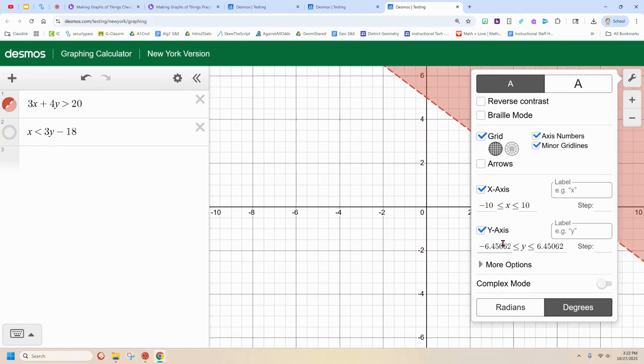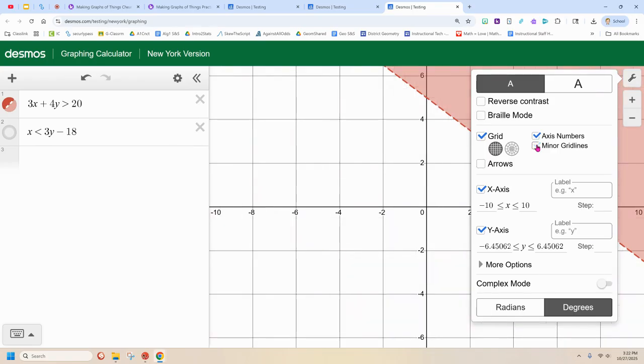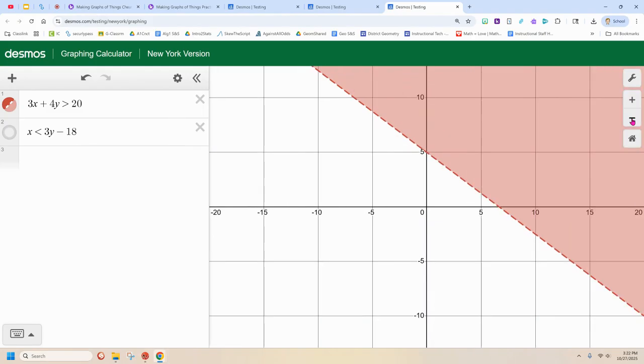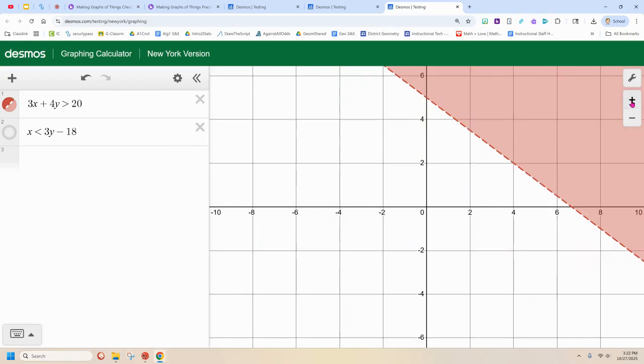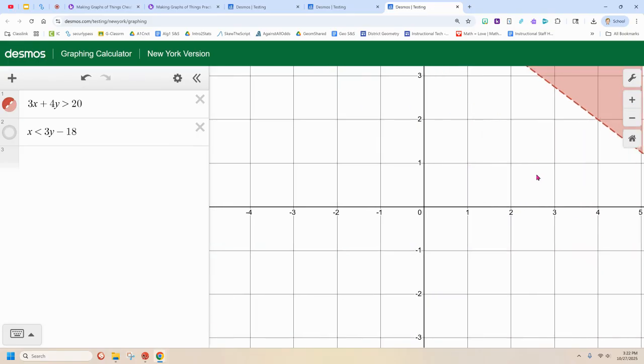So even here, if I go into the wrench, there are these things called axis numbers, and there's also minor grid lines. So watch what happens when I click minor grid lines. All the gray goes away, but now I really only have 0, 2, 4. I don't know if I like that, but watch what happens as I zoom out. Oh, now that's even worse. But when I zoom out again, oh, zooming in maybe. Hey, there she is. I zoomed in.